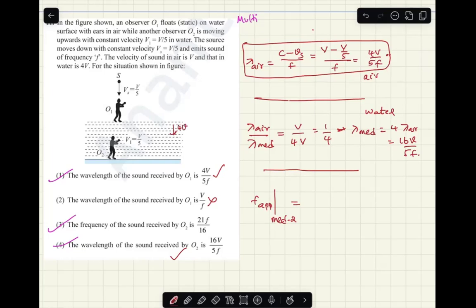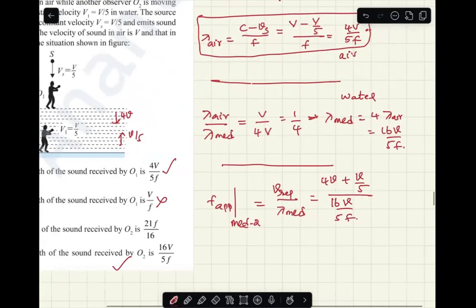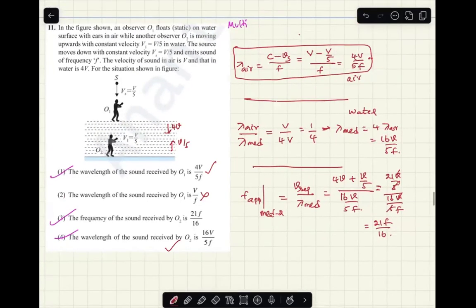And you are going in which direction? O2 is moving upwards. You are moving upwards with V by 5. So therefore, V relative by lambda medium. V relative is 4V plus V by 5, and lambda medium is 16V by 5F. So this will become 21V by 5 over 16V by 5F. The 5 and V cancel, and you will get 21F by 16. So this is the answer.